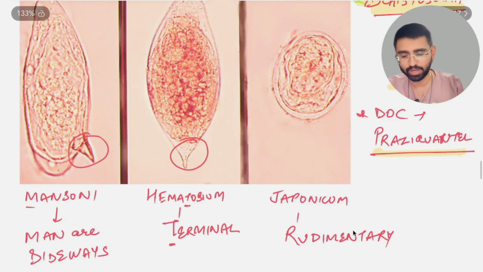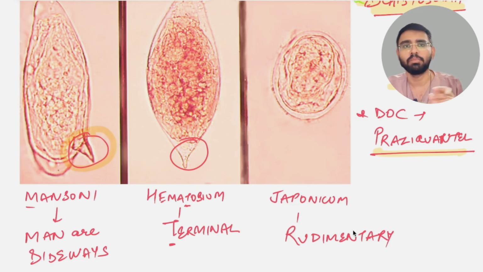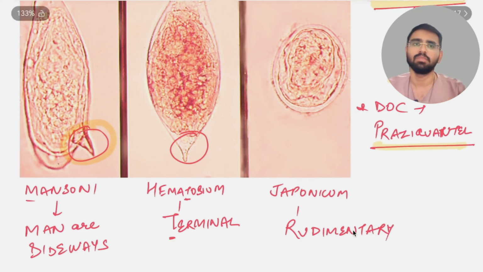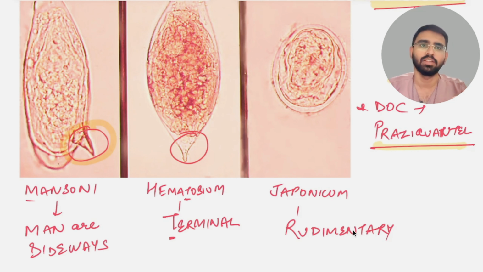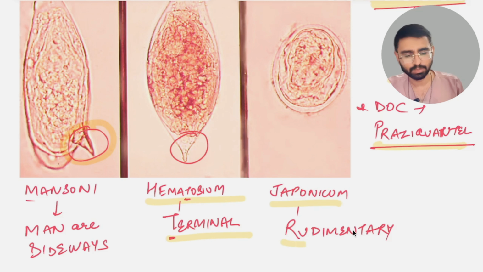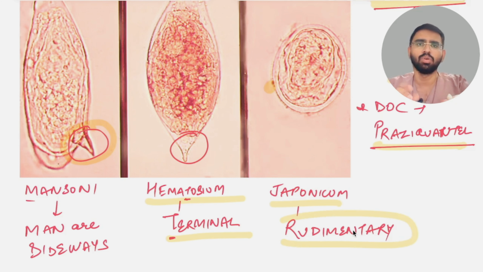In mansoni, the spine is lateral. We can remember that like men are sideways. Men are always on the other side. So mansoni, men are on the other side. Hematobium has a terminal spine. Hematobium, T for terminal. So Schistosoma hematobium has a terminal spine. In japonicum, the spine is rudimentary. We can see a rudimentary spine, not terminal and not lateral.